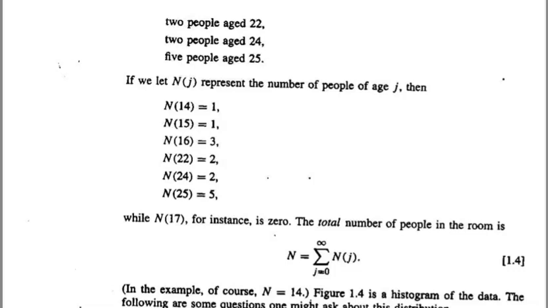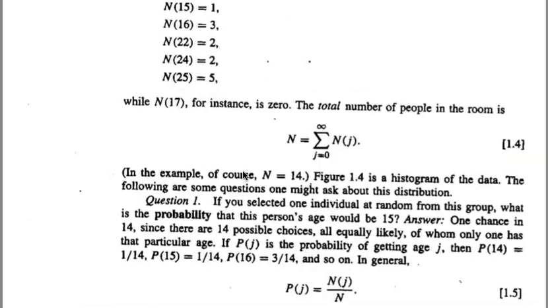We want to calculate what is the average age. And the value is going to be 21, which is a number that's not even in one of the ages listed here. So this is the way the random statistics come into play. So the number of persons that are 14 years old is 1. The number that's 15 years old is 1. Number 16 years old, 3. Number that's 22, 2. 24, 2. 25, 5.